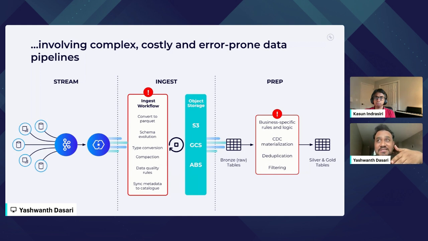And all of this is just to convert Kafka topics into raw formats, or bronze tables for that matter. Then you also have to do a lot of prep after the ingest stage. You have to apply business-specific rules and logic, CDC materialization, deduplication, filtering, and so on, to actually make the data ready for analytics. That is essentially converting it into silver and gold table formats.